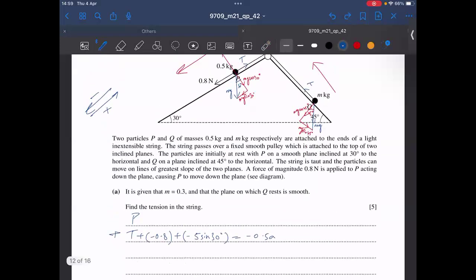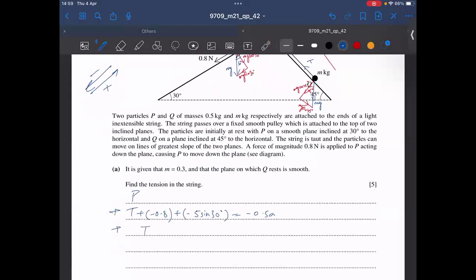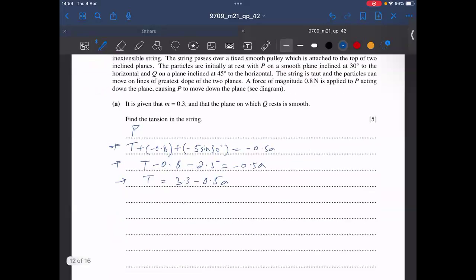Now let me simplify it. It's going to be T minus 0.8 minus 2.5 equals minus 0.5a, and so T equals 3.3 minus 0.5a. This is the first equation.